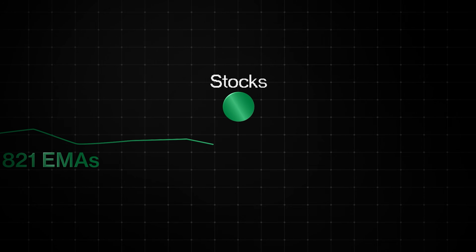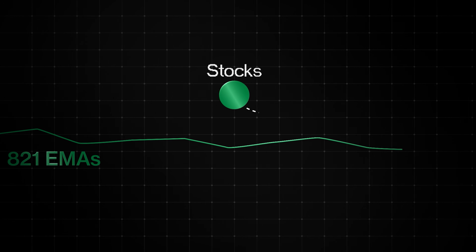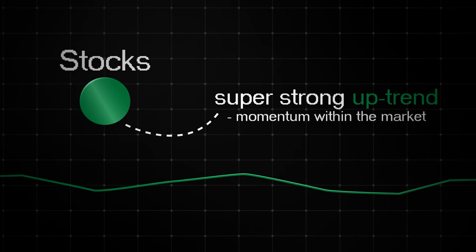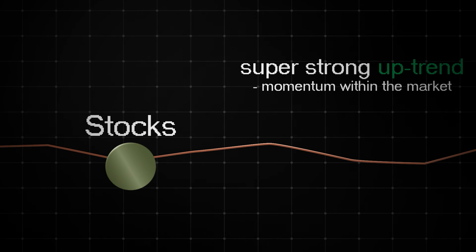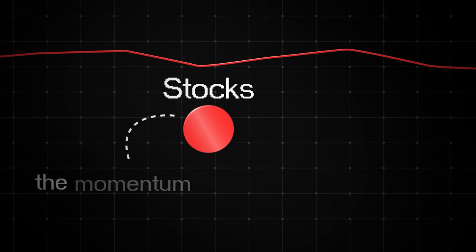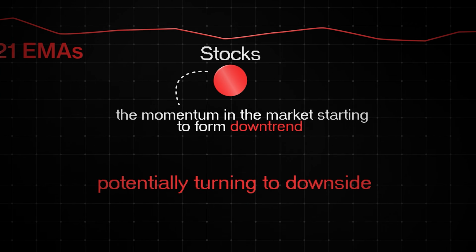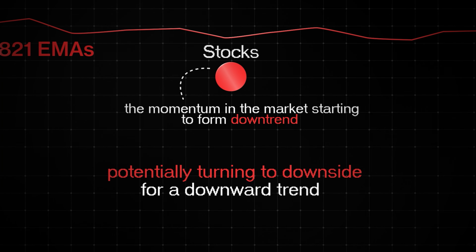So what we're going to do is use the exponential moving averages to give us an idea of what the trend is. When stocks are above the 8 and 21 EMAs, exponential moving averages, you know the stocks are in a super strong uptrend and there's momentum within the market. When stocks are below the 8 and 21 EMAs, you know that the momentum of the market is a little bit lackluster and could potentially be turning to the downside for a downward trend. You always want to be trading within the trend of the market. You never want to buy calls when stocks aren't in an uptrend.